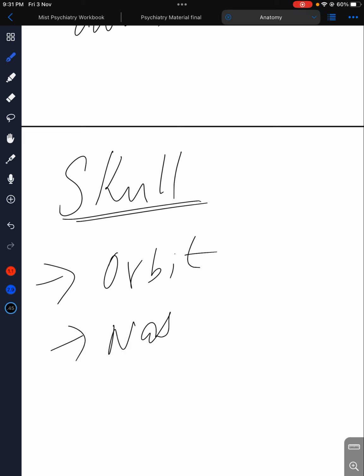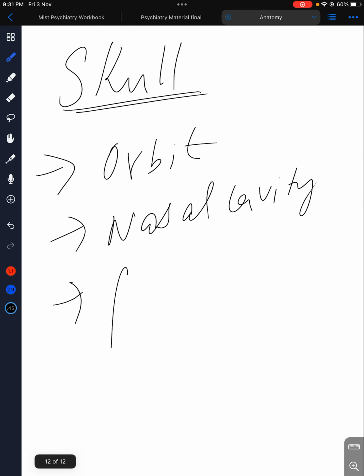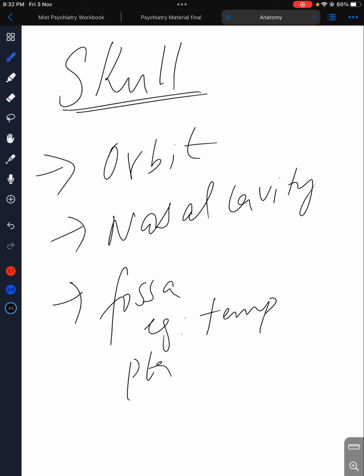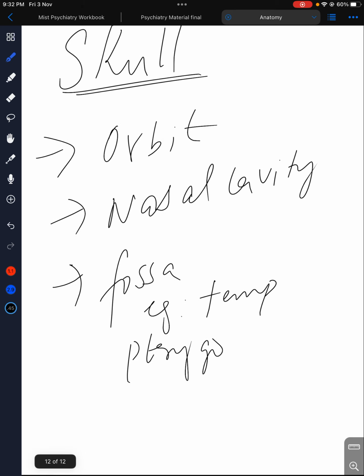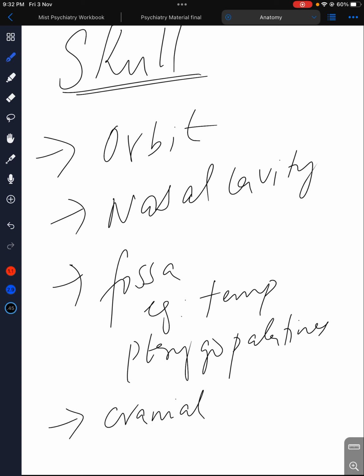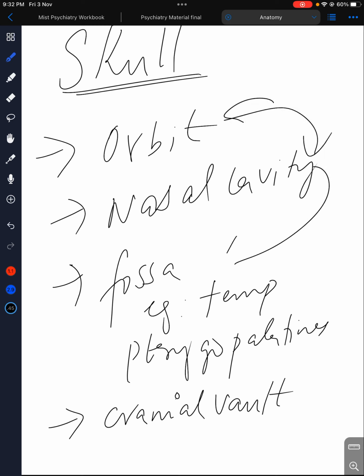we have the nasal cavity, we have our fossas. What are the fossas? For example, we have the temporal fossa, the pterygopalatine fossa, the pterygoid fossa. We have a lot of fossas. Fossas are areas. And then of course we have our cranial vault. What is the cranial vault? That is the area where your brain is present, the cranial cavity. All these places have to be interconnected to each other.